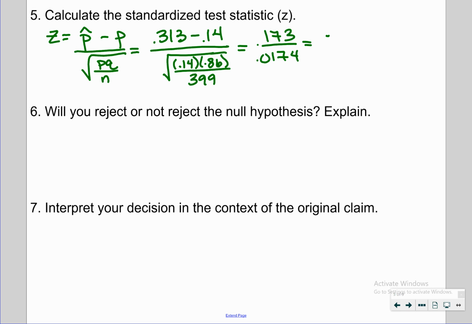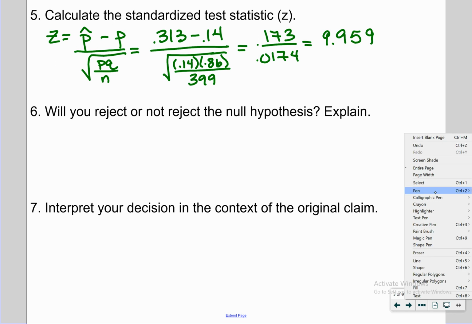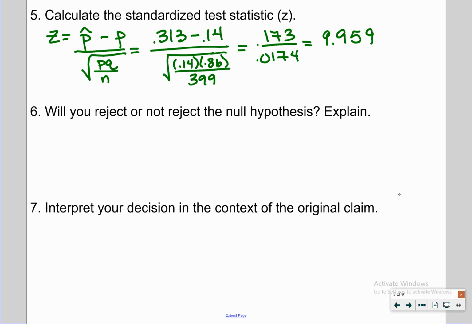Divide that in, I get a Z value of 9.959. Okay, that's pretty big. Are we going to reject or not reject? That is in the rejection region. So we are going to reject the null hypothesis and then explain. You could just say because our standardized test statistic is in the rejection region.